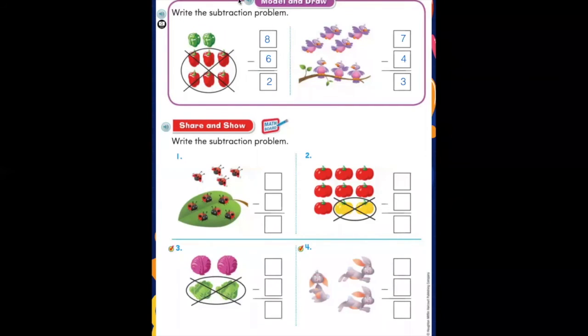I want you to try your best on numbers 1, 2, 3, and 4. Go ahead and pause the video and try your best on numbers 1 through 4. When you're finished, you can unpause the video and then we will check out the work that we did. I know you can do it.